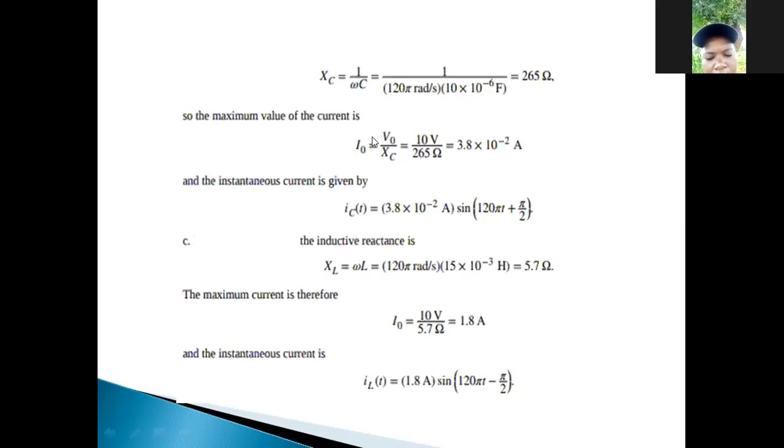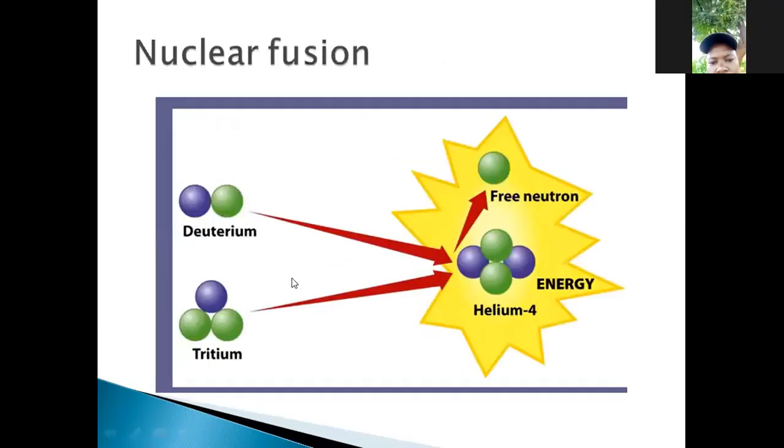And also we have what you call the inductive reactance. Inductive reactance is when the AC is flowing through an inductor coil, then there's also a resistance associated with it, which is given by omega L, where L is the inductance of that particular coil. And so this one has also been done for you, and I'm sure you can follow it up.